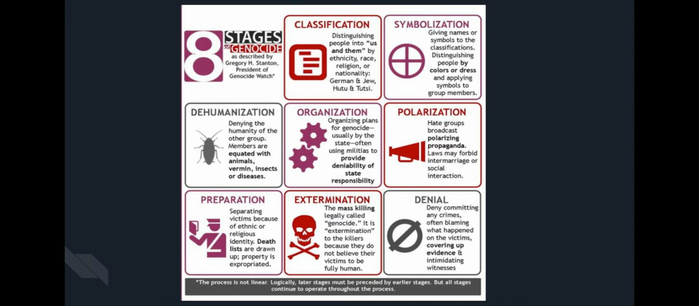Dehumanization is the act of denying the humanity of a people group, so they are equated to animals or vermin or insects or diseases. We'll come back to that as well. Organization basically means that there are plans for genocide, usually by the state, but sometimes by militia, so they can deny their involvement as a government. Polarization is the idea of propaganda to polarize two sides against each other. Preparation means that there is actual separation of victims or separation of different ethnic groups.